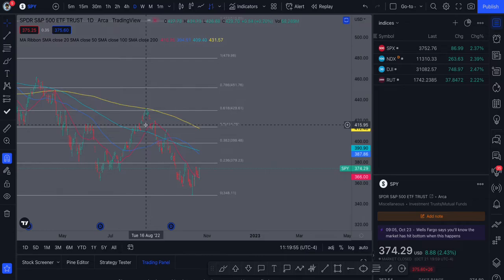Let's see, 431.57 is the 200-day. The high was 431.73, so barely made it, like a couple cents above. Who cares? So anyways, with the moving averages, you can see the yellow is the 200-day. That's longer term. It's a very key metric.